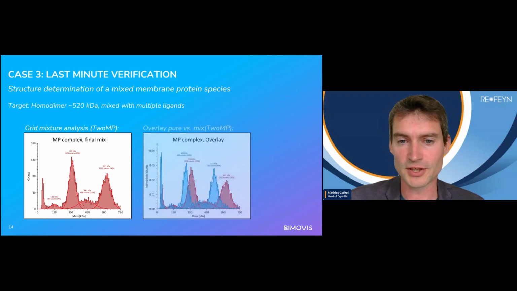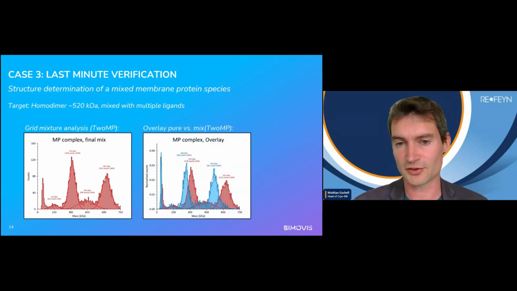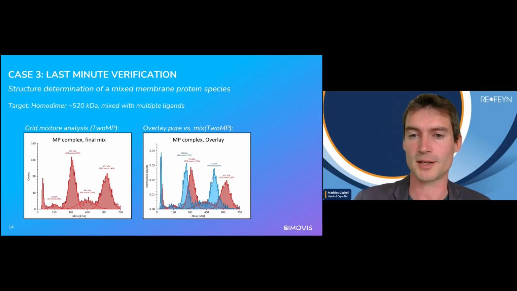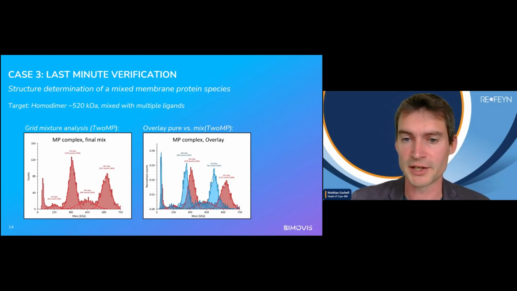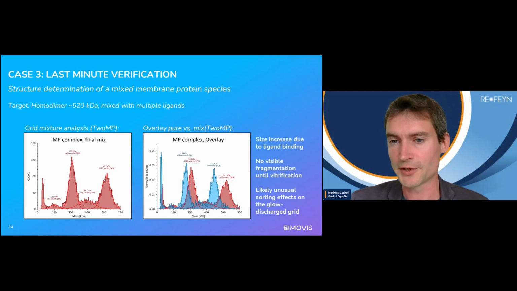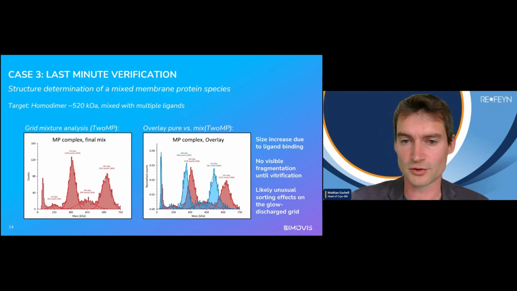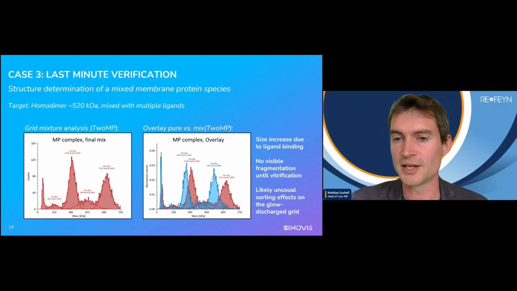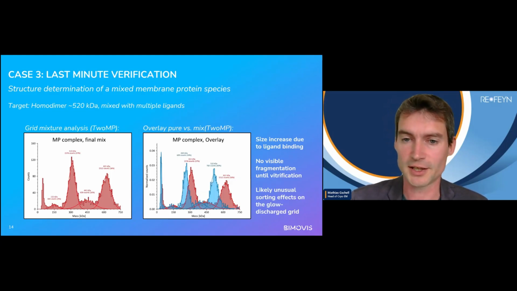So we could create the grids, and then with the last leftover microliters, just put them back into the mass photometer, and within a minute between the last grid being frozen and this sample being analyzed, determine whether or not that final mix has altered the sample to the degree that we see in the data set. And looking at those results, we did see a significant size increase due to the various ligands binding to the complex. However, we do not see any visible fragmentation until the vitrification happened, which normally freezes everything that happens into place.